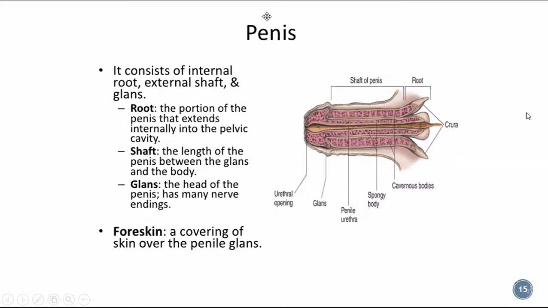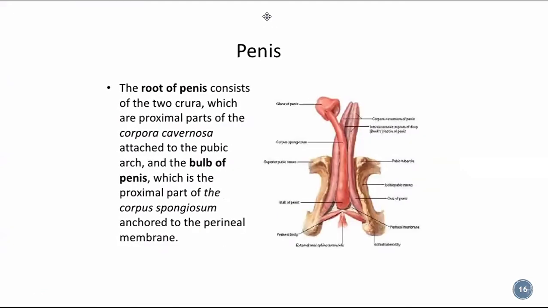So study this picture. Now we also have a foreskin, which is the covering of the skin over the penile glans. It is actually the one that's removed during circumcision. Are we all good so far? Okay, everyone?